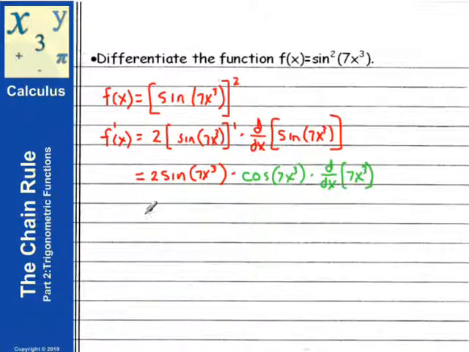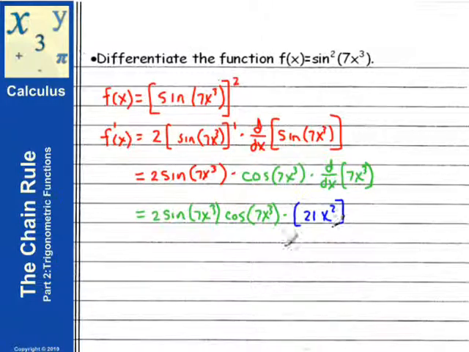So now we see that we have, let's see, we still have 2 times the sine of 7x cubed times the cosine of 7x cubed, of course, times the derivative of 7x cubed, which is no problem for us to figure out. That is 21x squared. So now we kind of know we've done all the derivatives that are required of us.